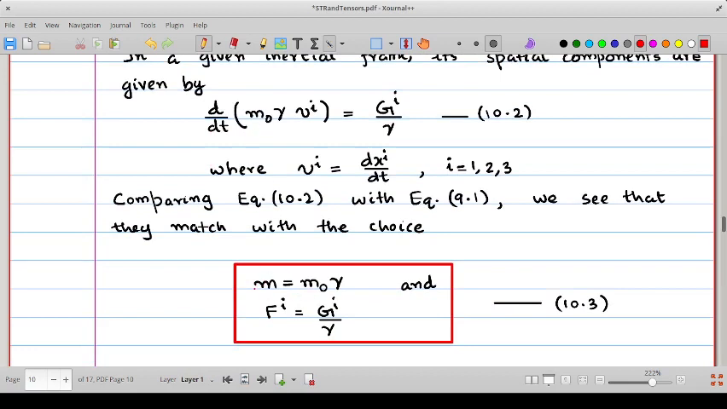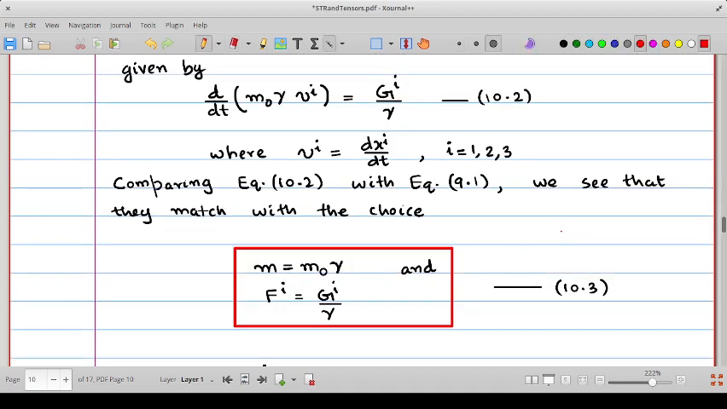m0 gamma equal to m, that is, the mass of the particle measured in the given inertial frame of reference is equal to m0 times gamma, where m0 is the rest mass of the particle and gamma is equal to 1 by square root of 1 minus v square by c square. And similarly, gi by gamma is equal to fi, or in other words, gi is equal to gamma fi.